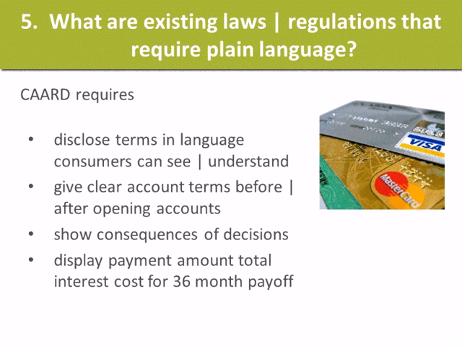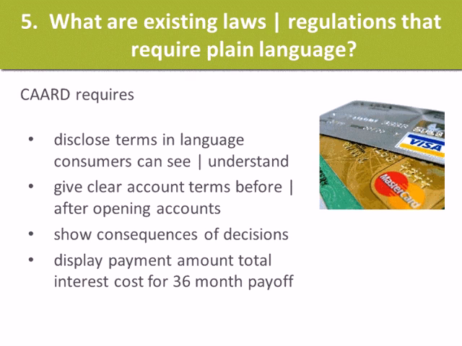So the use, again, of plain language practices and principles has made it much easier for people to understand that information. Credit card statements. The requirement for credit card statements is that they have to disclose in terms and language people can see, so I think that's the conspicuous part, and then understand, which is clear and conspicuous. There is a certain order. They have to give the account terms before or after opening an account. They have to show the consequences of decisions, etc.